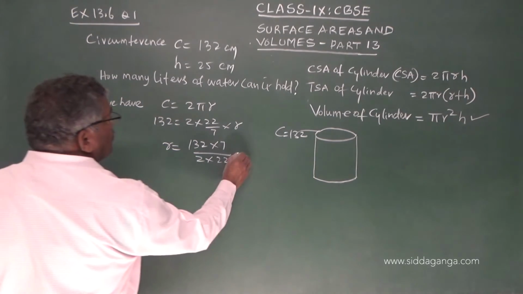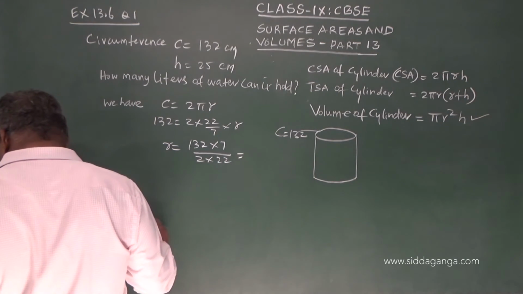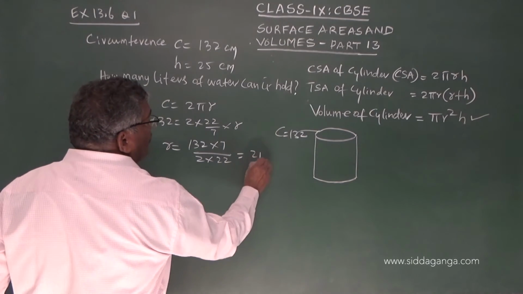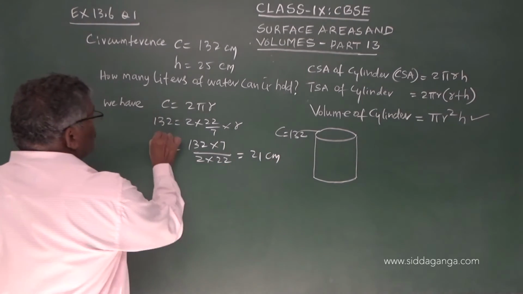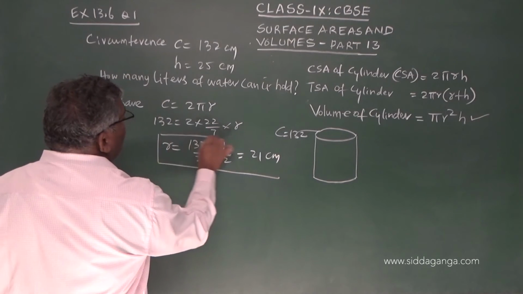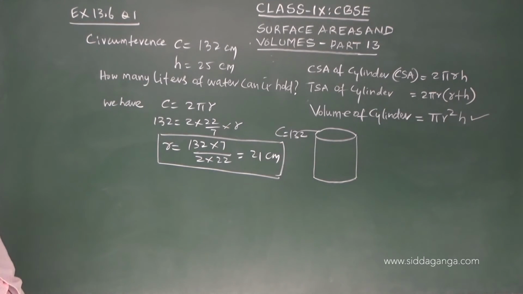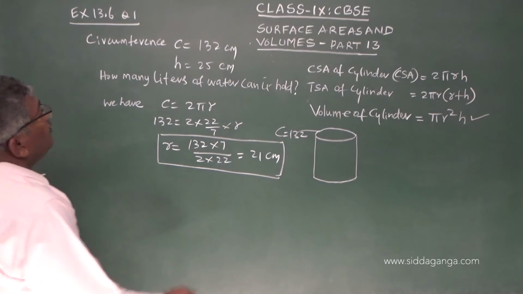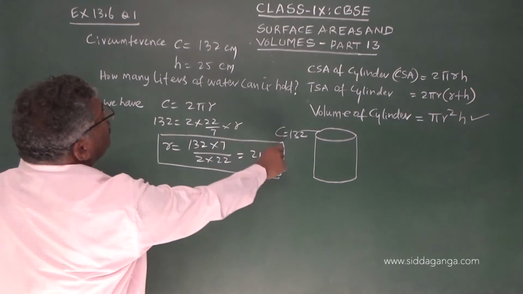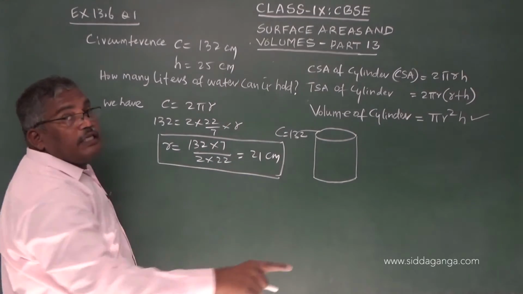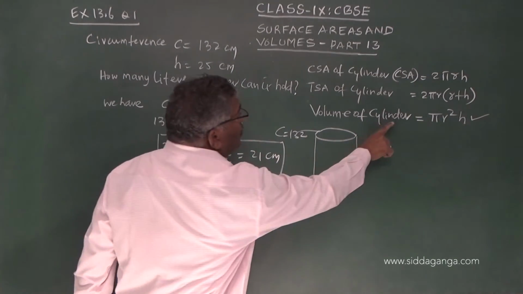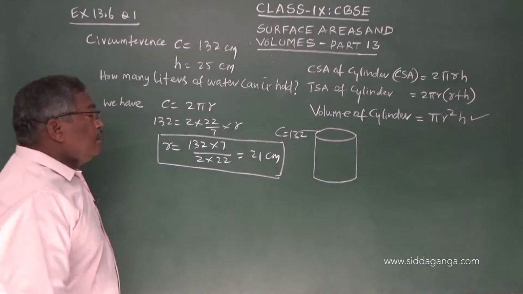So this equals radius, you will get 21 centimeter. So we got the radius value. Once we got the radius value, we have the height, we can calculate the volume using this formula.